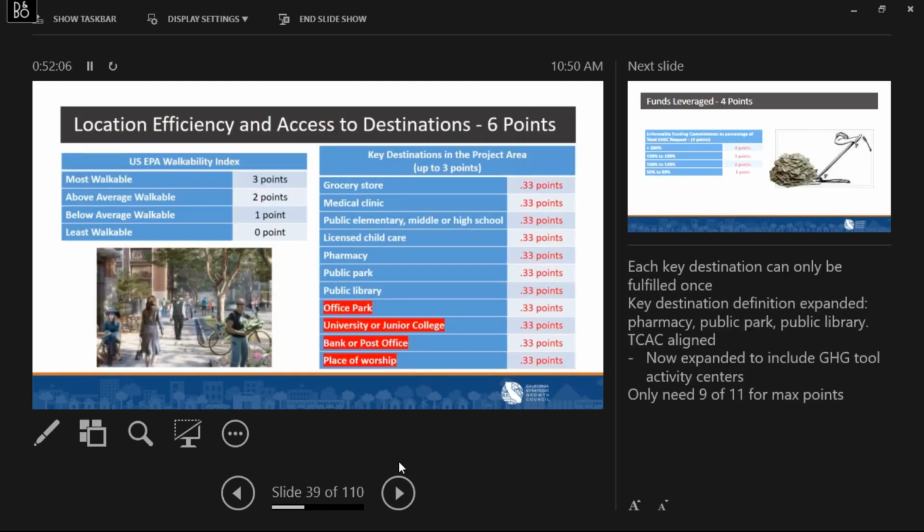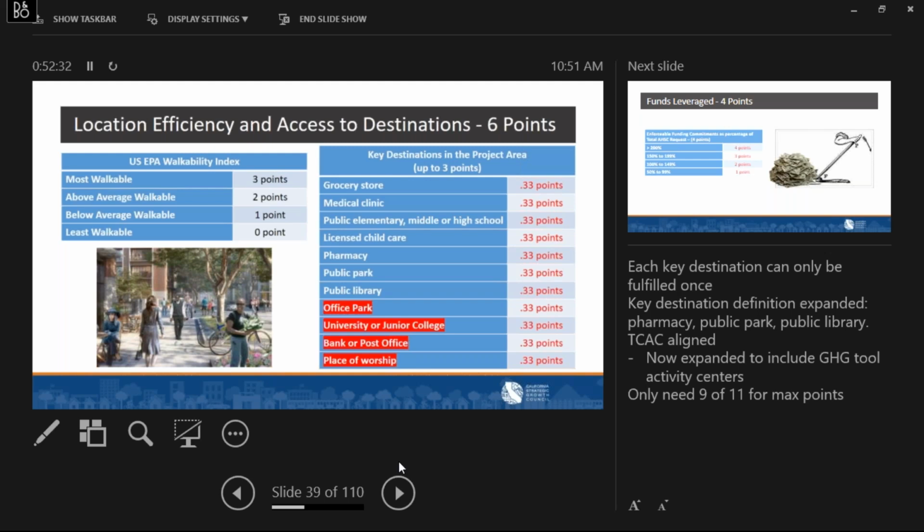So location efficiency and access to destinations, there are 2 scoring criteria within this category. The first is for the walkability index of where your project is located. So if you follow the guidelines, there is a link to the US EPA walkability index. Depending on what that score is, then there's up to 3 points available within AHSC.